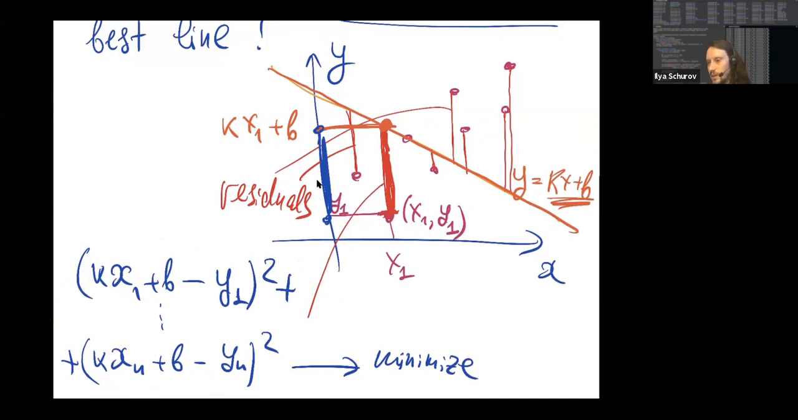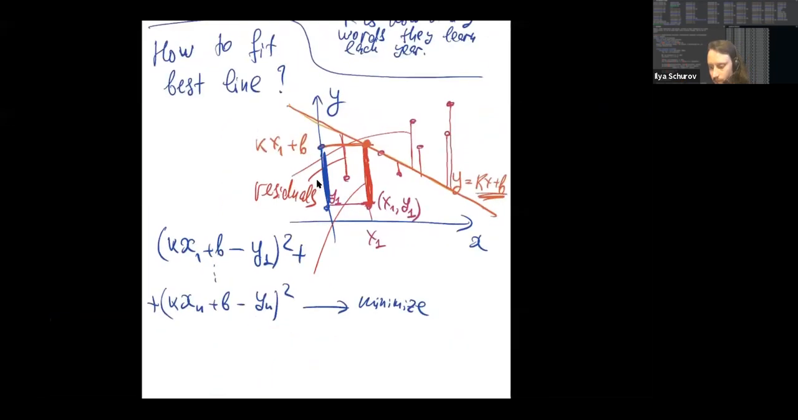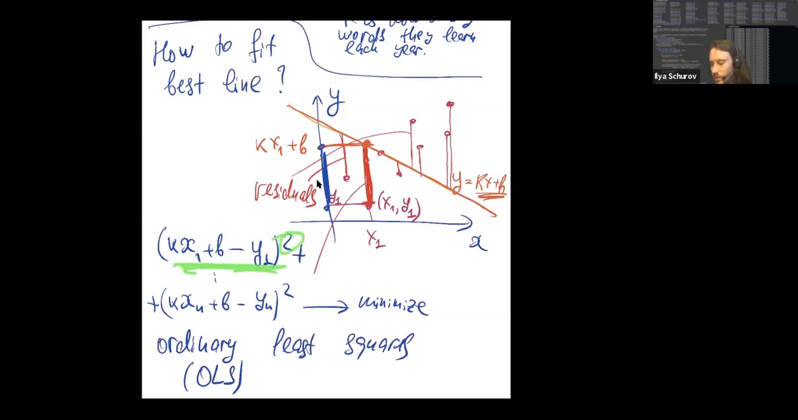And this is actually how the ordinary least squares method works. In fact, this is called ordinary least squares, or OLS. It is called least squares because we have these squares of residuals, and we minimize their sum.